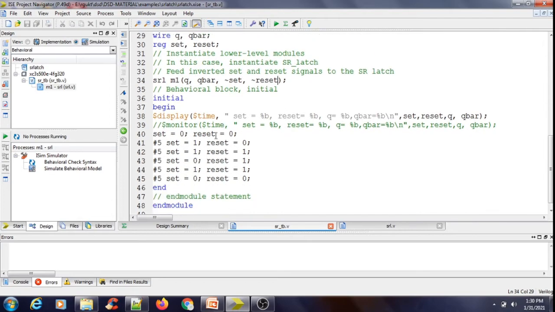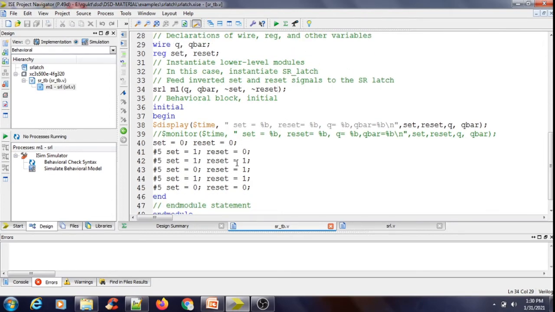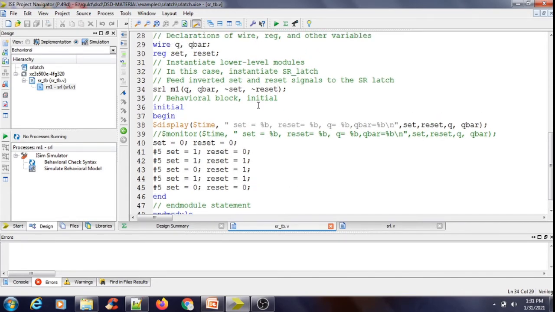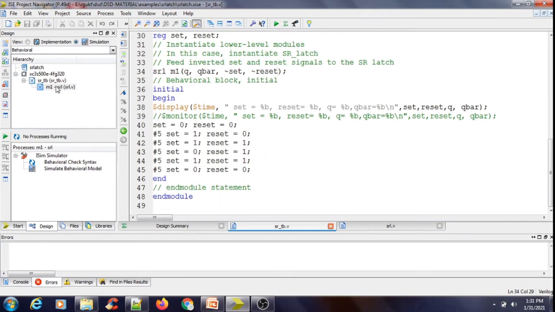So here my two inputs are set and reset, for which I will be giving different input combinations like 10, 11, 01, 11, 00, and checking what outputs it is going to generate. Okay, so let me simulate the program.